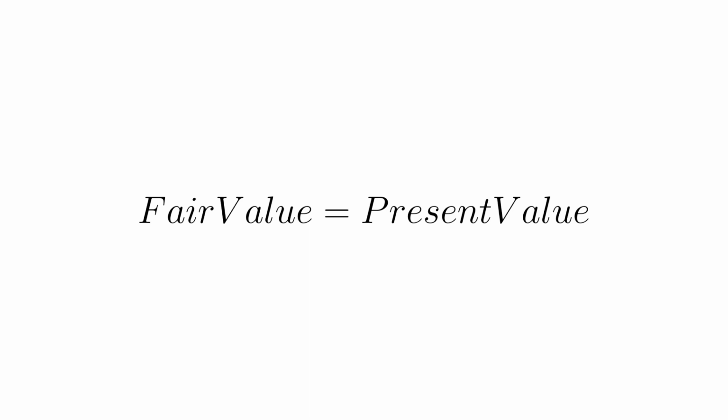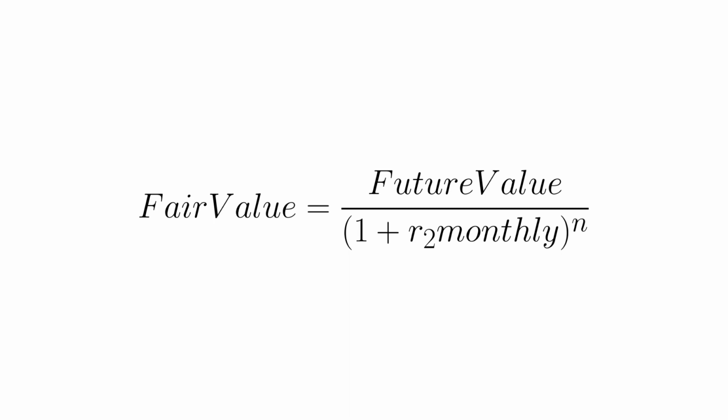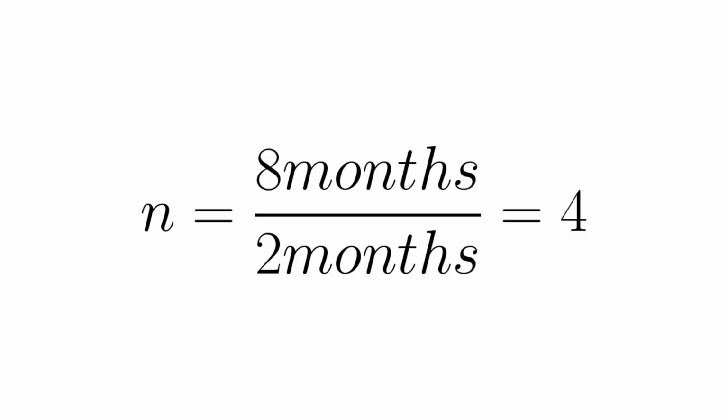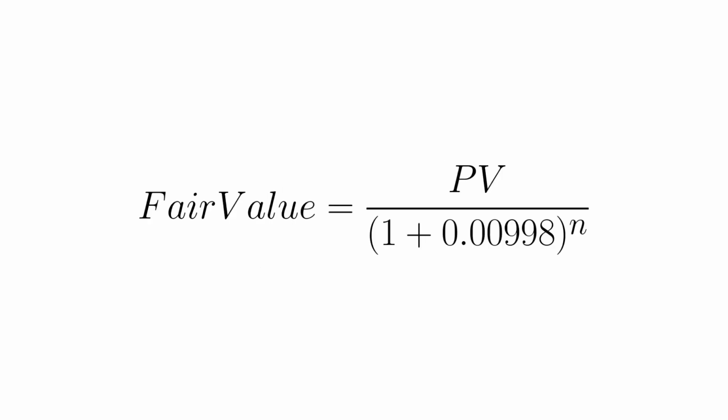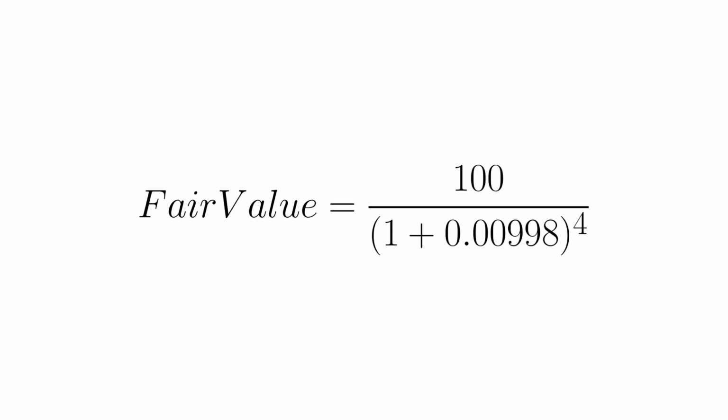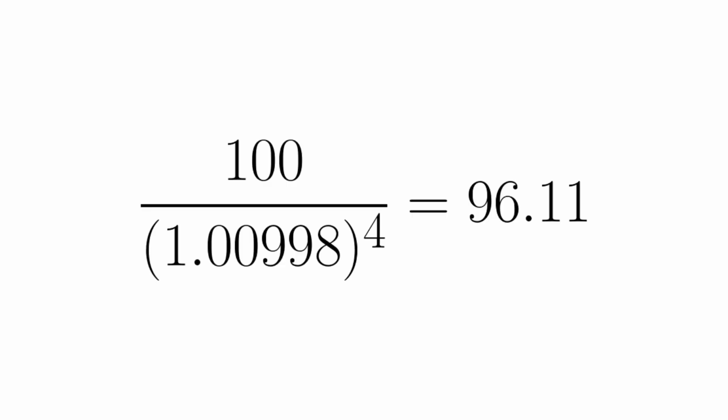Now we plug this information into future value divided by (1 plus r of 2 months) to the power of the number of periods. What is the number of periods? Our security matures in 8 months, and our compounding frequency is 2 months. So 8 months is essentially 4 periods of 2 months. Our number of periods, n, will be 4, since 2 months times 4 equals 8 months. So we have the rate that we wanted. We simply input that into the formula, and the final result will be 96 point something dollars.